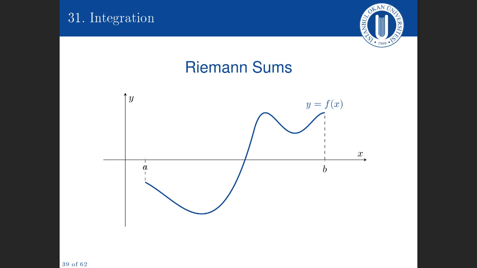Let's make this a little bit more general. Let's suppose we're trying to find the integral of some function y equals f of x. Let's say we're trying to find the area between this function and the x-axis, between a and b. And we're going to use the idea that area above the x-axis is positive and area below the x-axis is negative.